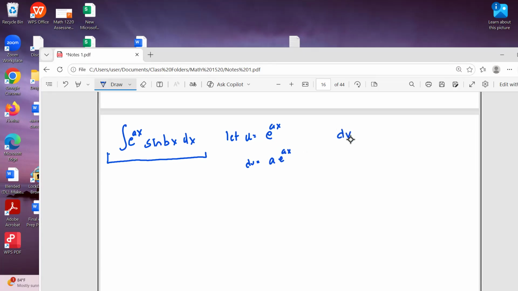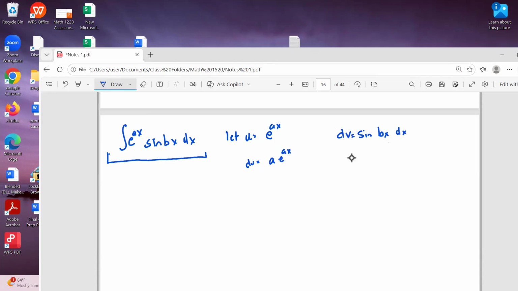Now, unfortunately, with the sine, dv is equal to sine of bx dx. Now we integrate this piece. This is also never going to go away. It's going to flip-flop between sines and cosines forever and ever and ever. So nothing is going down.